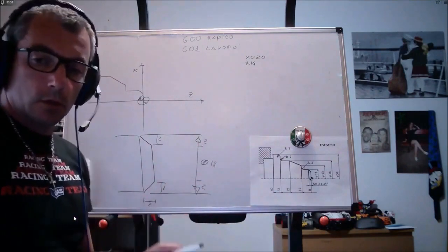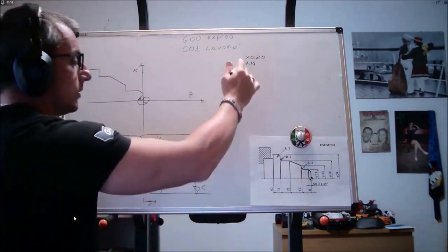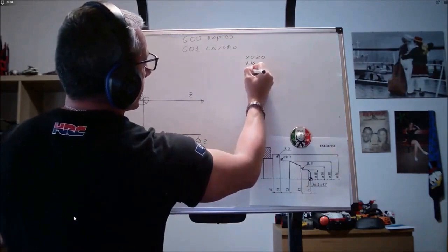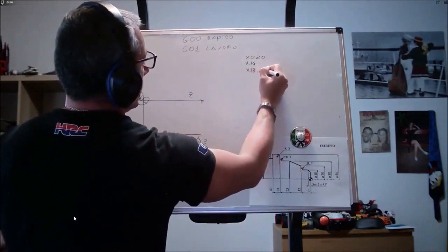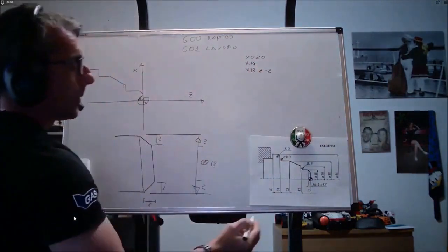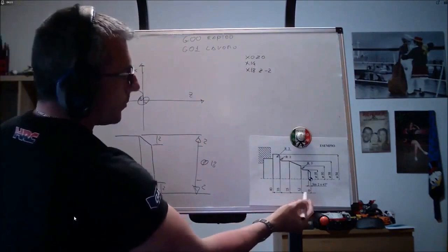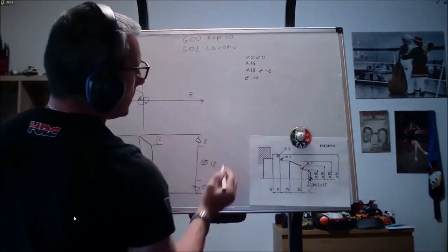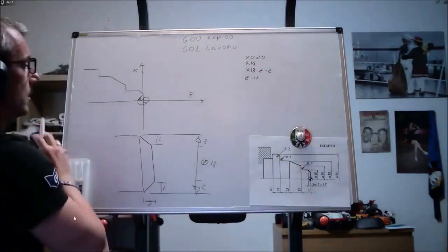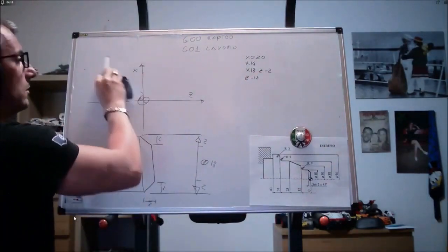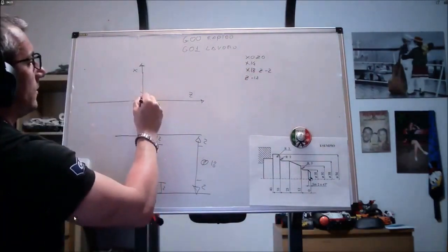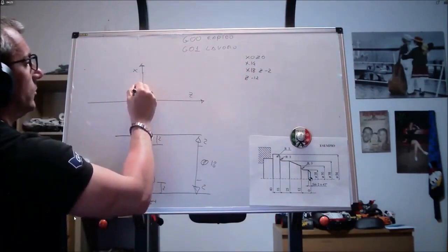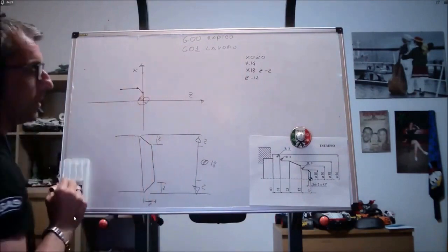Okay, being a diameter, we go to X14, second point of the chamfer, so yes, we go to X18 and Z minus 2. Then we move to Z minus 12. Do you see our point in space? X0 Z0, X14, X18 Z minus 2, Z minus 12.